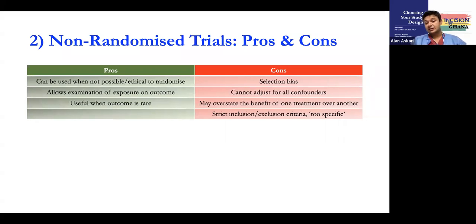The other tendency is that these studies do have a tendency to overstate the benefit of one treatment over the other. So if you non-randomize, for example, if you put all the healthy, young, fit, athletic men and women in one group, and the other group has got lots of comorbid, more elderly, more medically complicated patients, then you find, surprise, surprise, the group that you wanted the young people to be in have done better. Well, that's no surprise, right? And because of the strict inclusion-exclusion criteria, it can also be too specific.